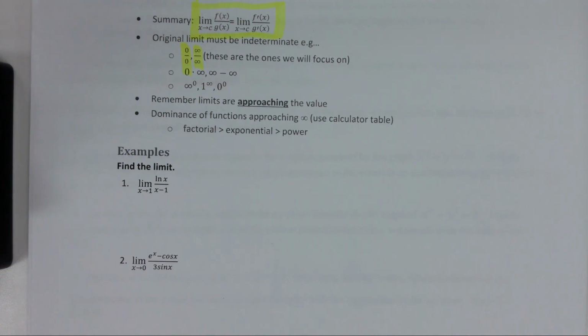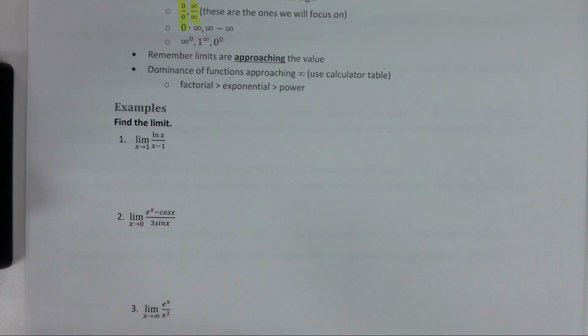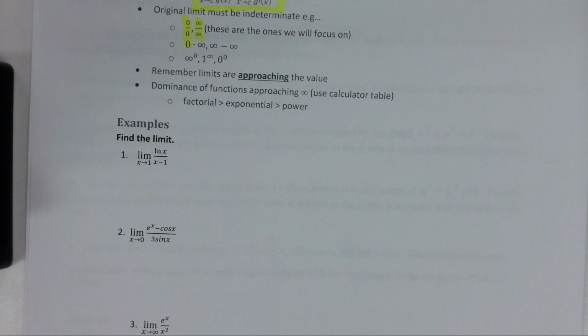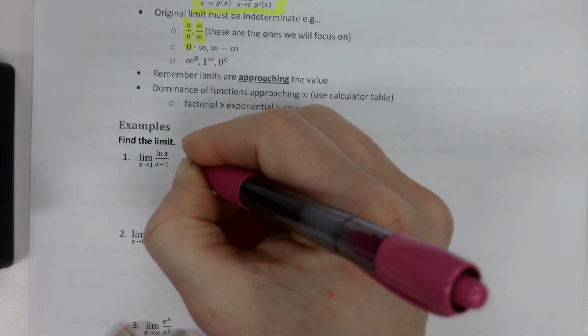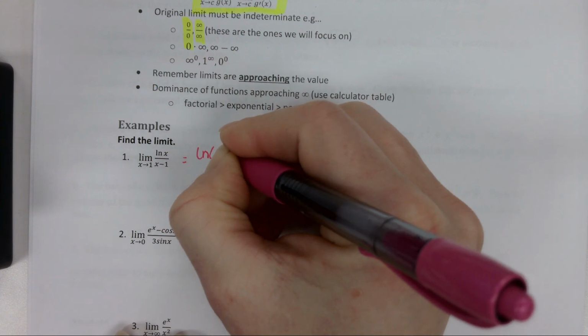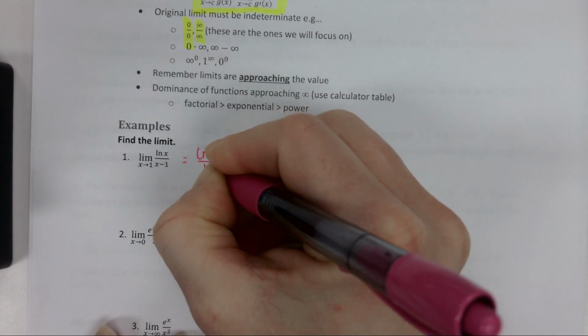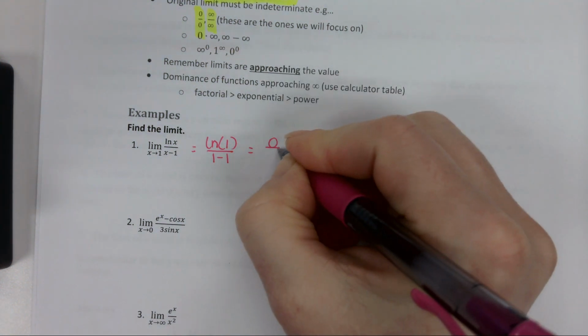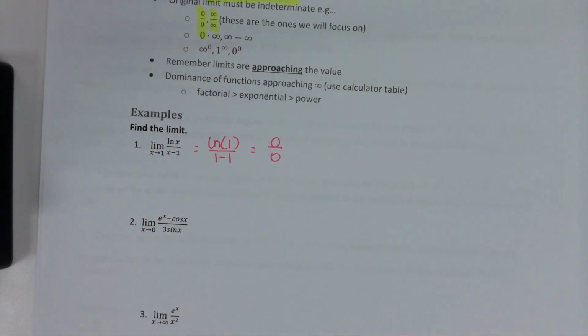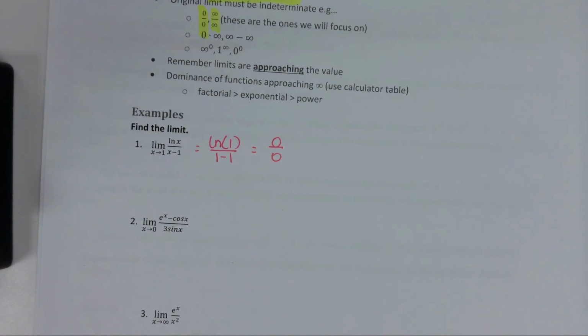All right, so let's take a look at this one. Let's first go ahead and try to evaluate the limit by direct substitution. And we do that. So this is equal to the natural log of 1 over 1 minus 1. The natural log of 1 is 0, over 0. So we get an indeterminate form. That's what I mean by an indeterminate form.